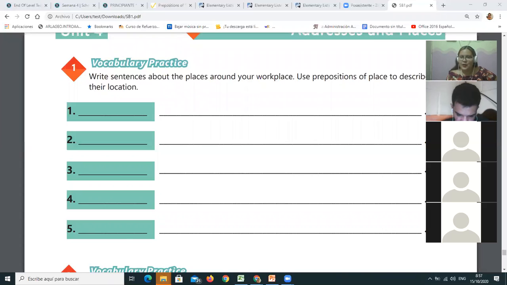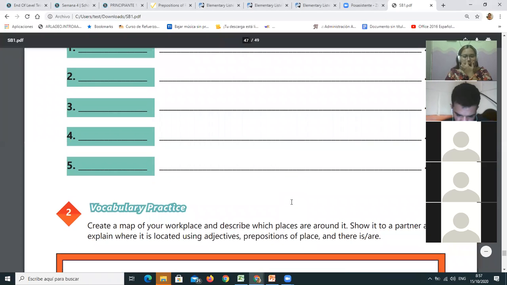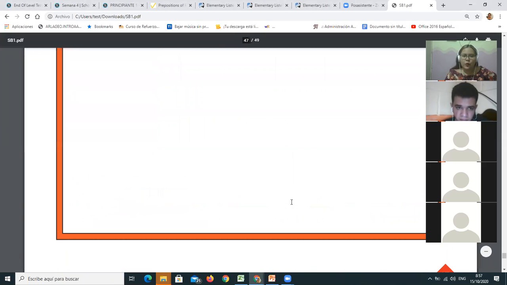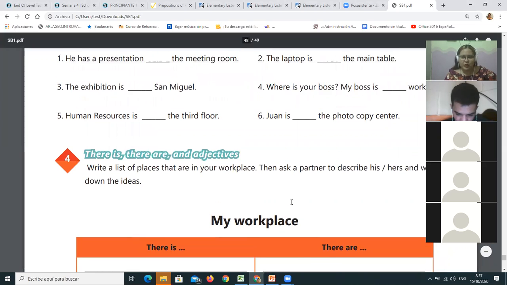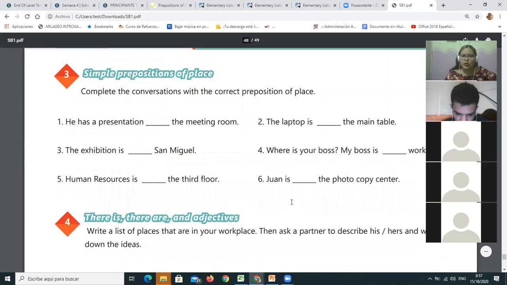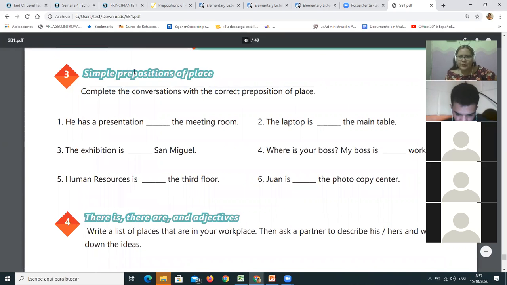Thank you. Okay, so this is how we talk about places around our company, our workplace, right? One more topic that we had was prepositions of place. So look, exercise number 3. Simple preposition of place. Complete the sentences with the correct preposition of place. Number 1, for example, he has a presentation, the meeting room.